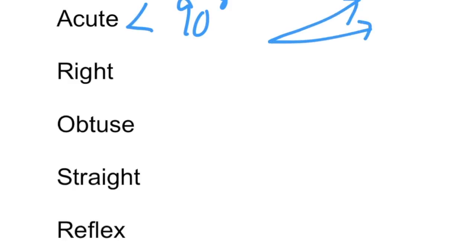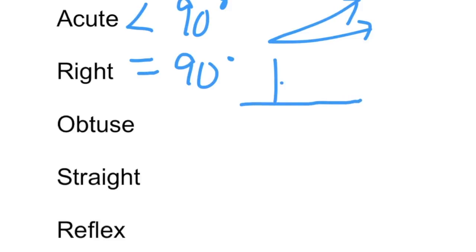Angles and parallel lines. Let's start with a review of names for angles. Acute angles are the smallest angles and they're less than 90 degrees. Right angles are always exactly 90 degrees and they're formed by perpendicular lines. We show right angles with a little square in the corner.